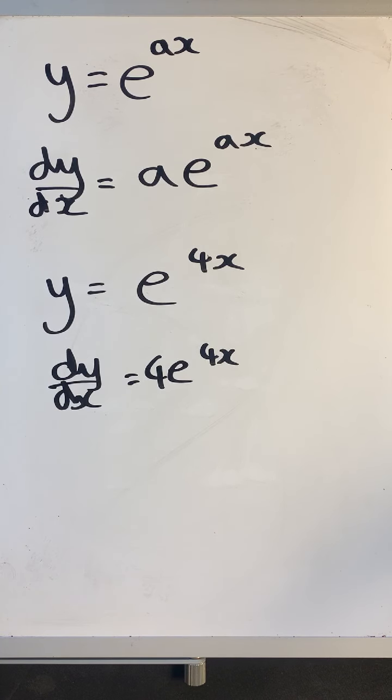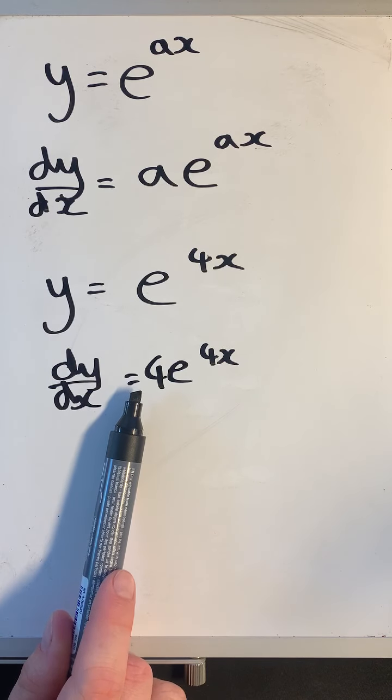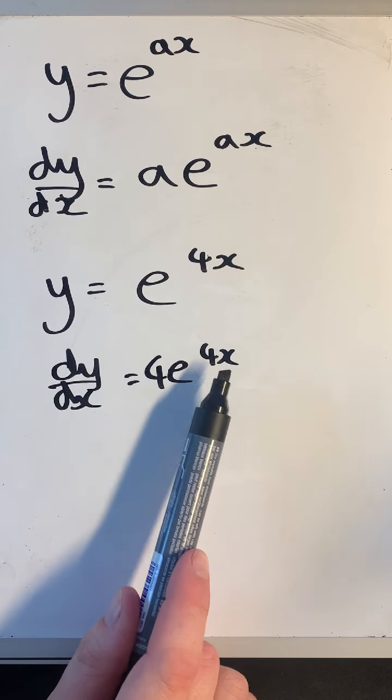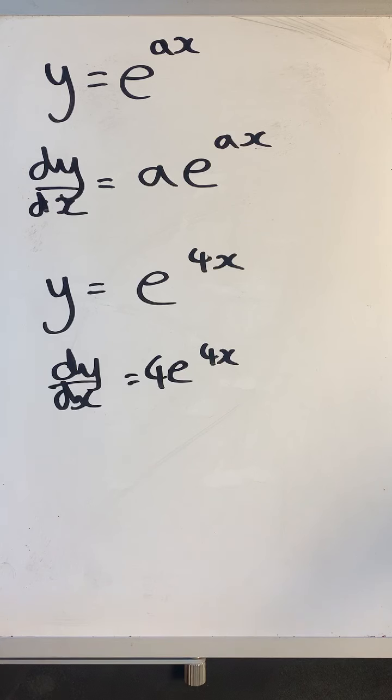Okay, 4e to the 4x. But can you see what we're actually doing here? We're differentiating this power and bringing it down to the front. 4x differentiated is 4, and then we're bringing it down in front of the exponential. That's quite an important tip. For example, if you're differentiating something like e to the sine x, we would differentiate sine x and put it in front of the exponential.